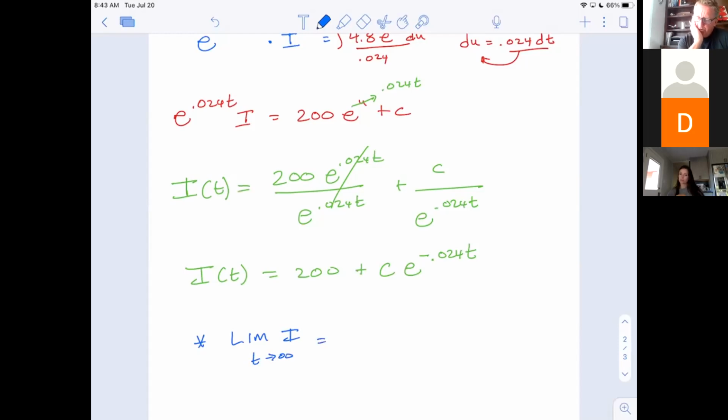200. Notice if t goes to infinity, maybe it's a little easier to see down here, but you'd end up with e to the infinity, c over e to the infinity. Well, that's a big number. C over a billion, that's on its way to 0. And so that just leaves 200. Why does that not surprise you? Why would it be 200?